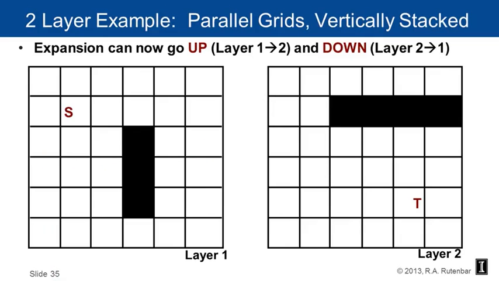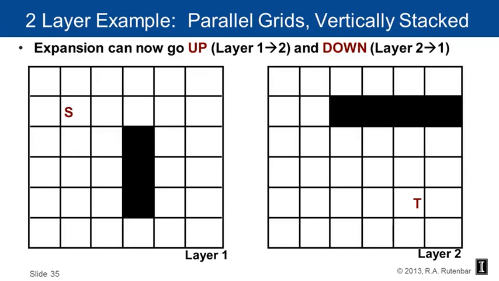So here's my two-layer example. I've got my little 6x6 grid again, but now I've got a version on the left that says layer 1 and a version on the right that says layer 2. And I've got a source in the upper left corner of layer 1 and a target in the bottom right corner of layer 2. And clearly you cannot route this net unless you can go from one layer to the other, because one of the pins exists on layer 1 and the other pin only exists on layer 2. You're going to have to put a via in here.